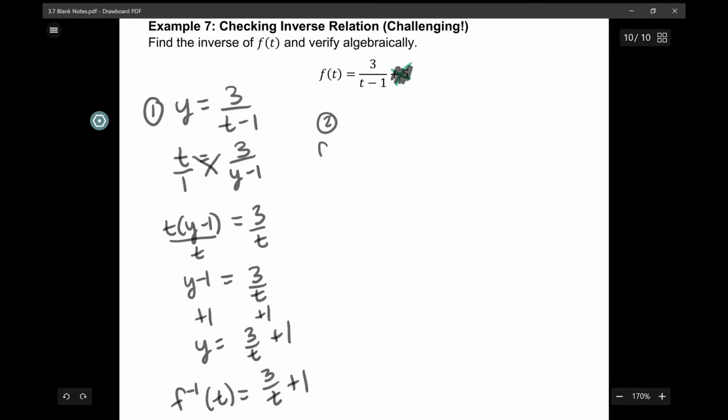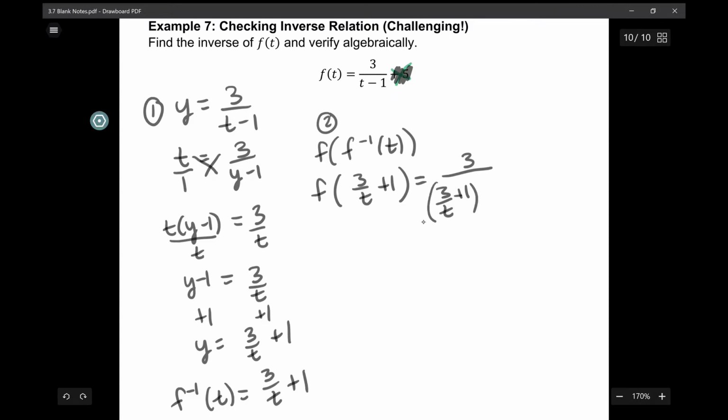So we're going to take f of f inverse of t. So that's f of 3 over t plus 1. That's my inverse function. So in my function f, wherever I see a t, I'm going to write 3 over t plus 1 minus 1. So this was my original function up here, right? 3 over t minus 1, but instead of writing t, I put in my inverse function. All right, let's see what we get.